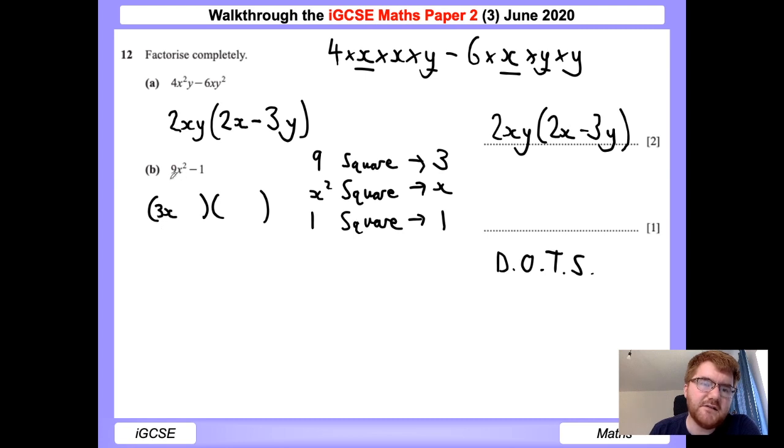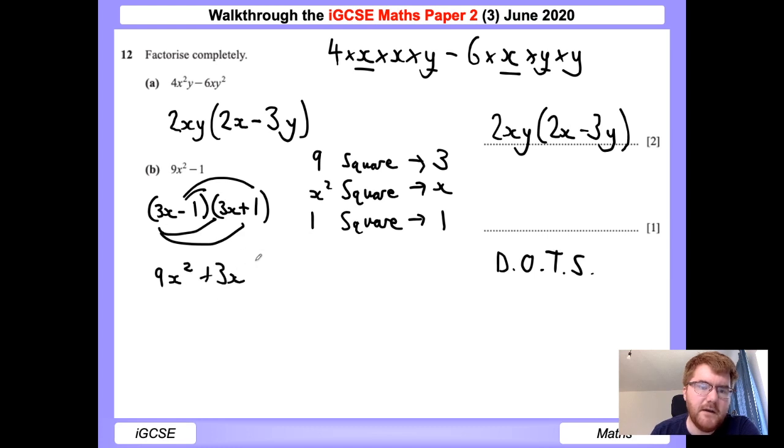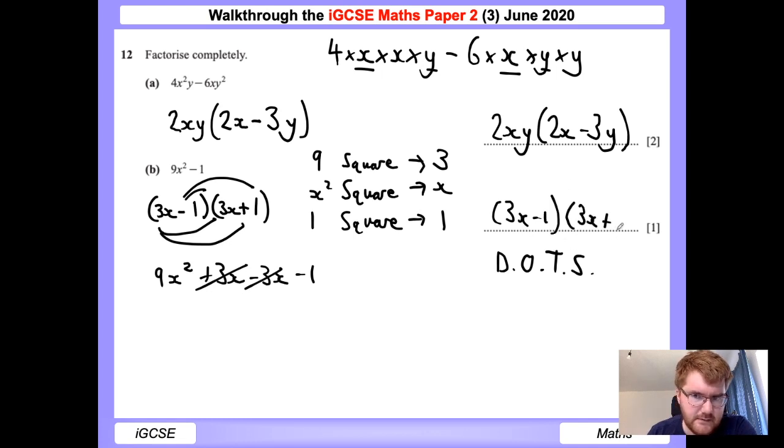So we get 3x, because the square root of 9x squared is 3x, and we put 3x in both brackets, and the square root of 1 is 1, so we put 1 into both brackets, and because we've got a difference of 2 squares, we need a minus and a plus. Now if I was in the exam, I would actually expand out these brackets and check that I do get what I have up here. So 3x times 3x is 9x squared, plus 3x, minus 3x, minus 1. These cancel, and I get back to what I have here. So, as you notice, my exam technique is I'm always checking what I'm doing to see I haven't made any silly mistakes as I go along.